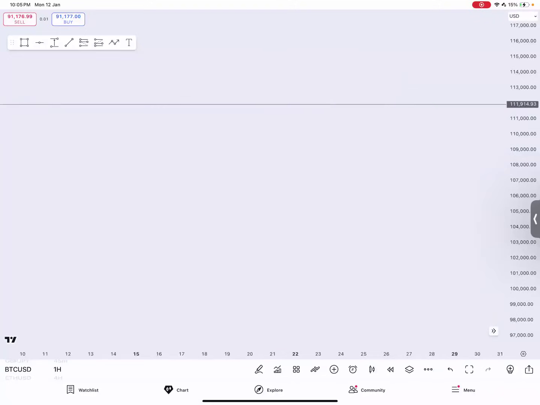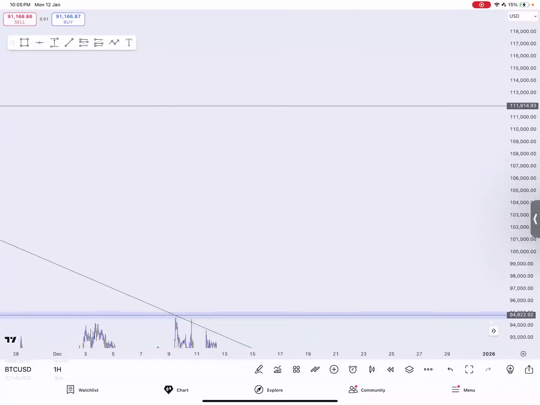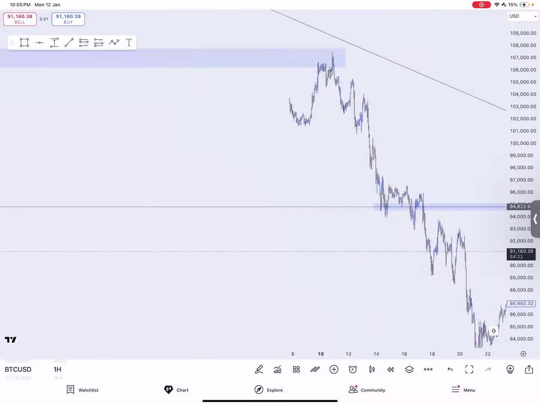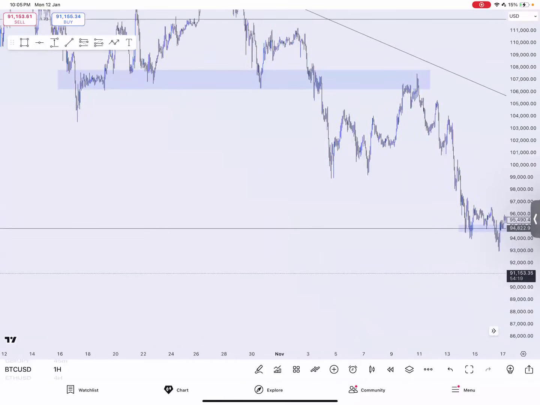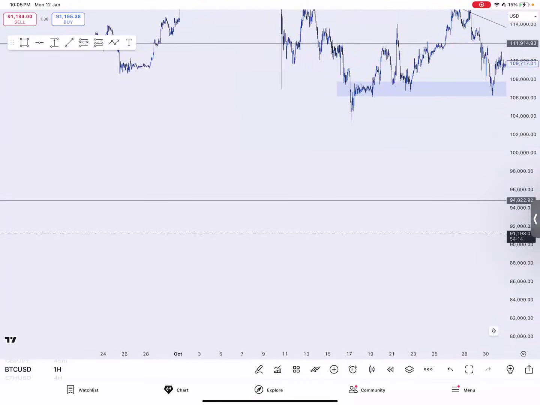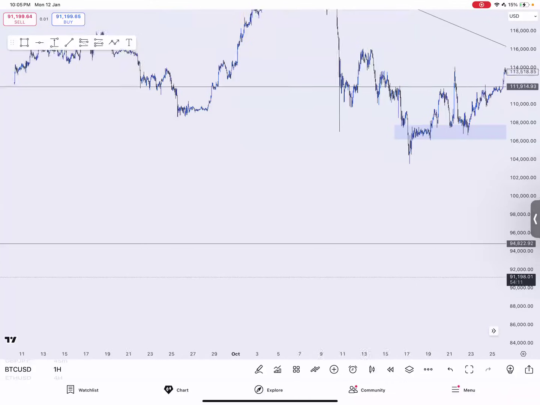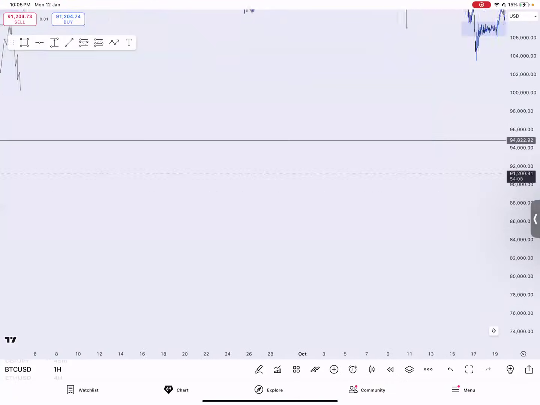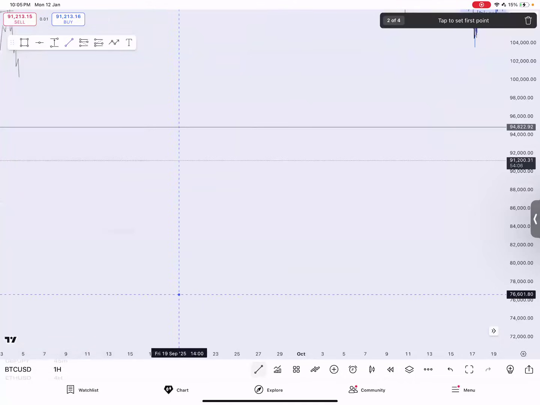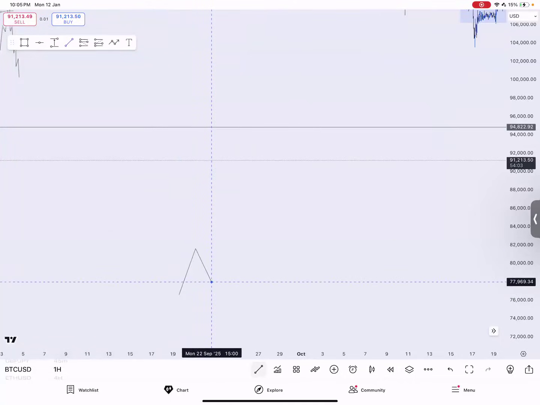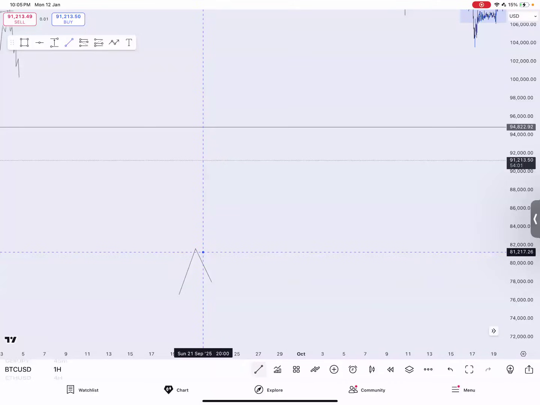So now, what is the concept we trade continuations with? We trade continuations with what we call a break of structure. A break of structure is a scenario where price keeps breaking key levels while maintaining the current trend. If the market is bullish, for example, it is going to be giving you a series of higher highs and higher lows. The key levels I'm talking about are the highs and lows in the market.